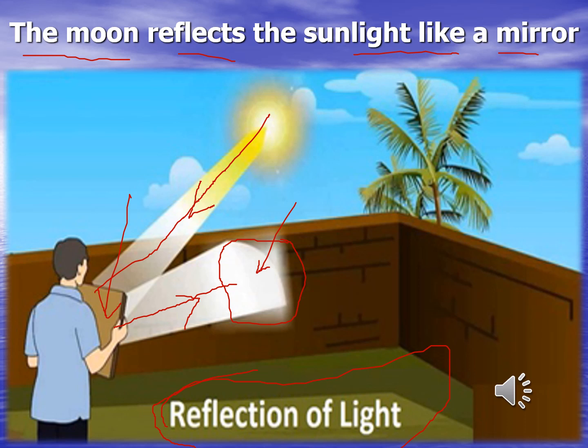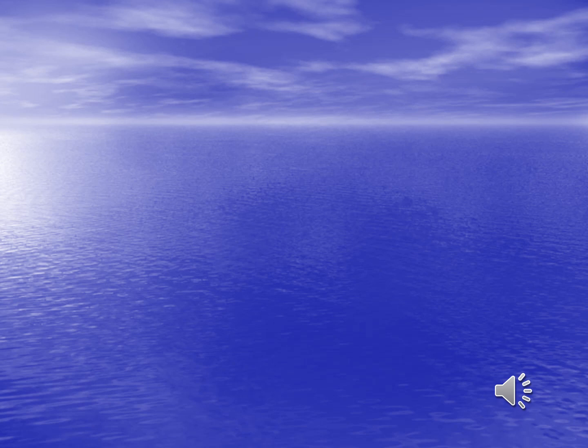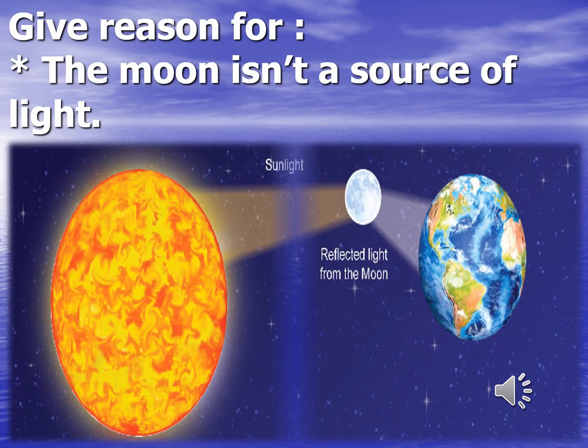Reflection means when the light falls on any surface or any object and it reflects. So it's called reflection. This process is called reflection of light. Then I need to ask you another question: give reason. When I ask you give reason, it means why.